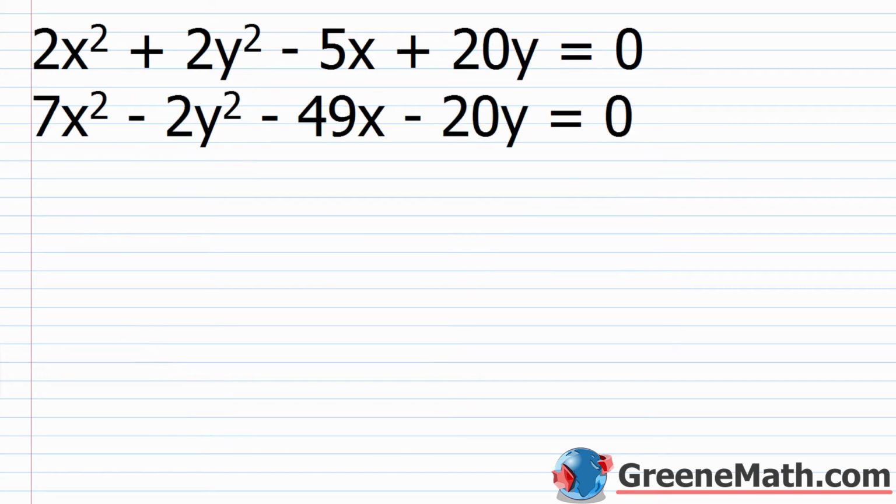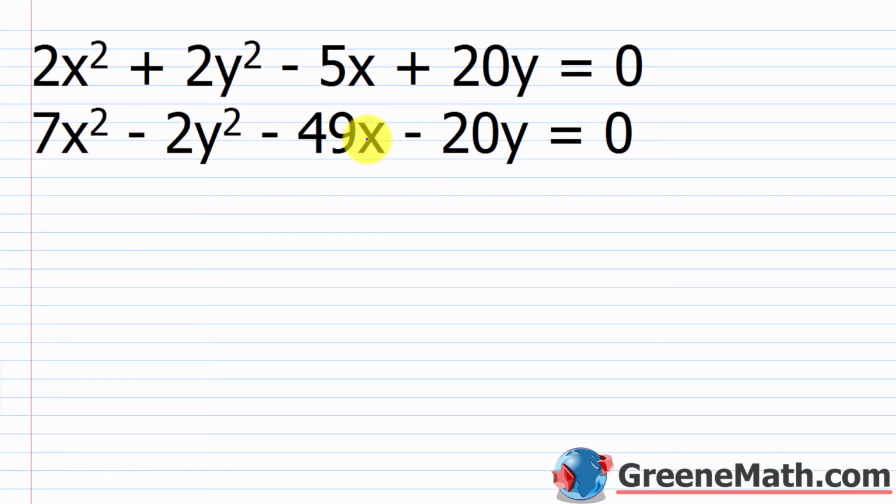All right, let's look at a different scenario now. So when you see two second-degree equations, what you want to use now is elimination. So let's say we see something like 2x squared plus 2y squared minus 5x plus 20y equals 0. And then 7x squared minus 2y squared minus 49x minus 20y equals 0. So I'm going to call this equation 1 and this equation 2.